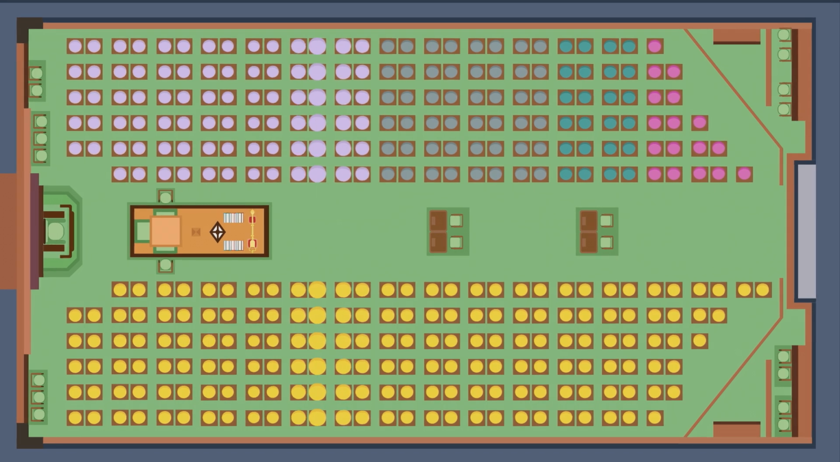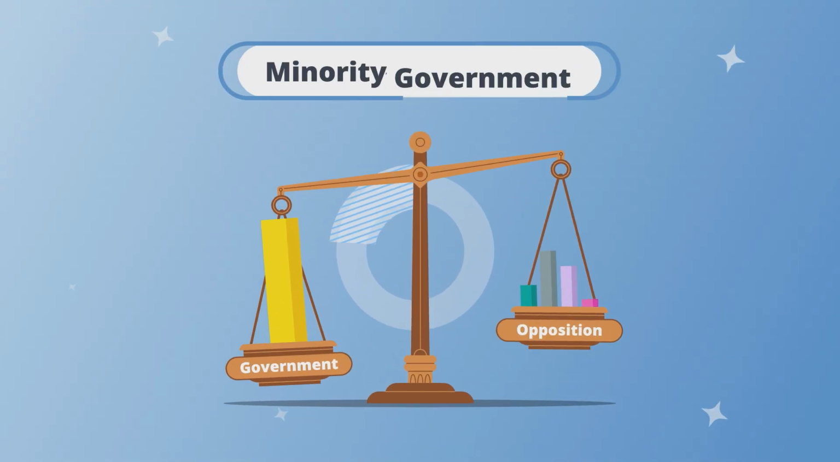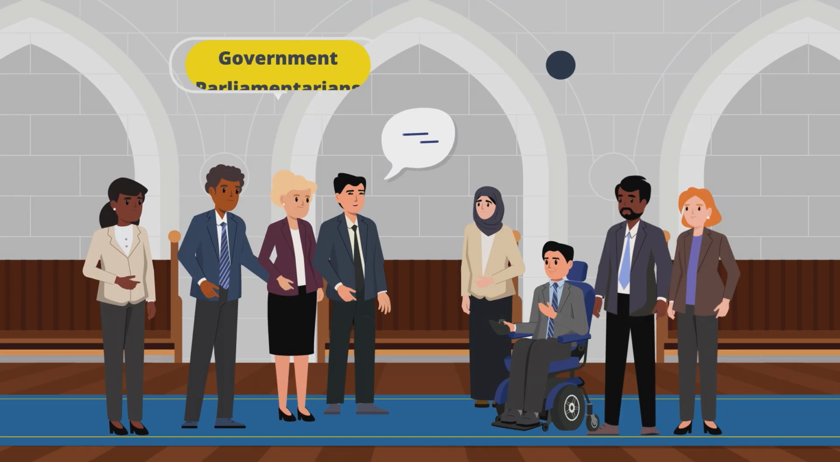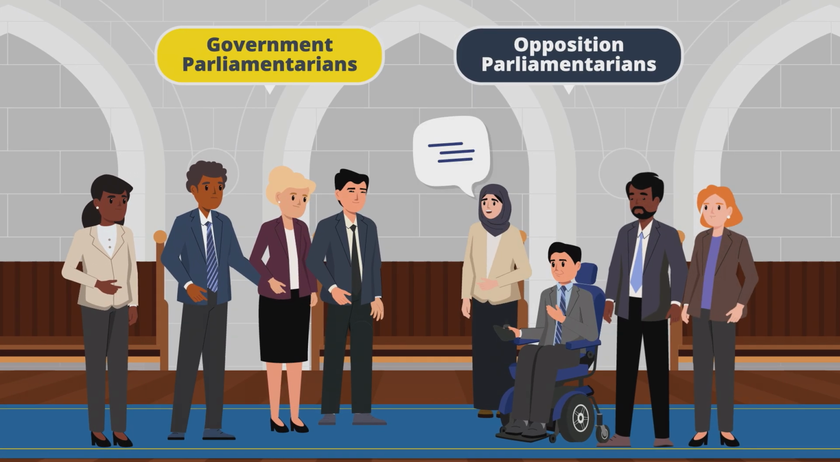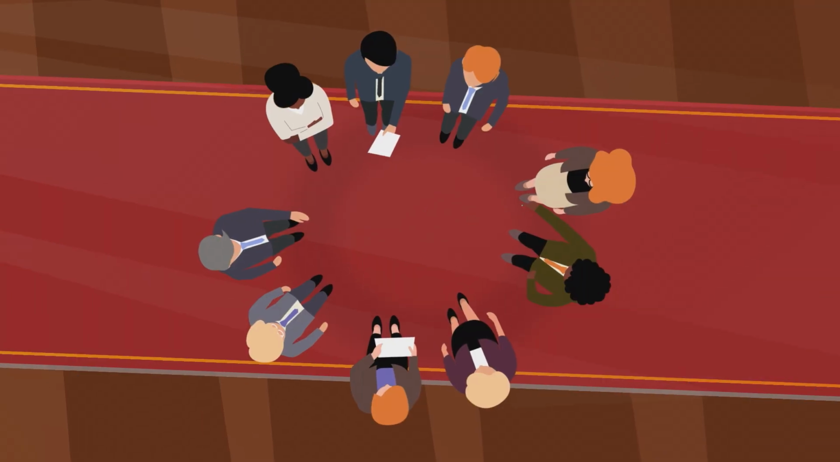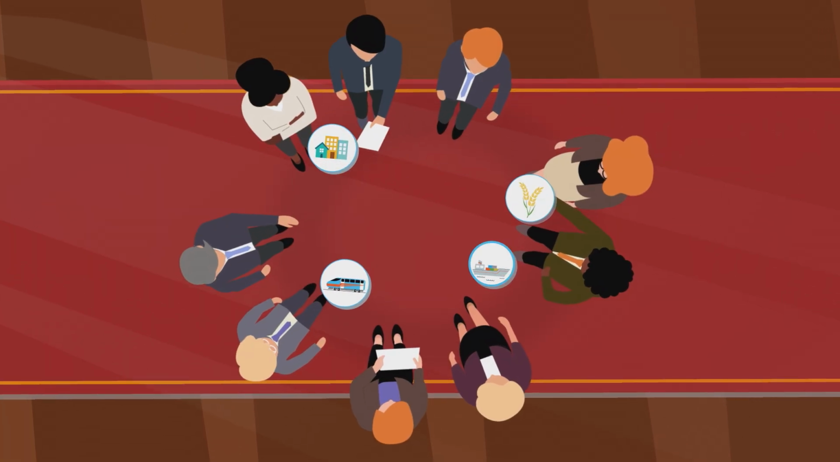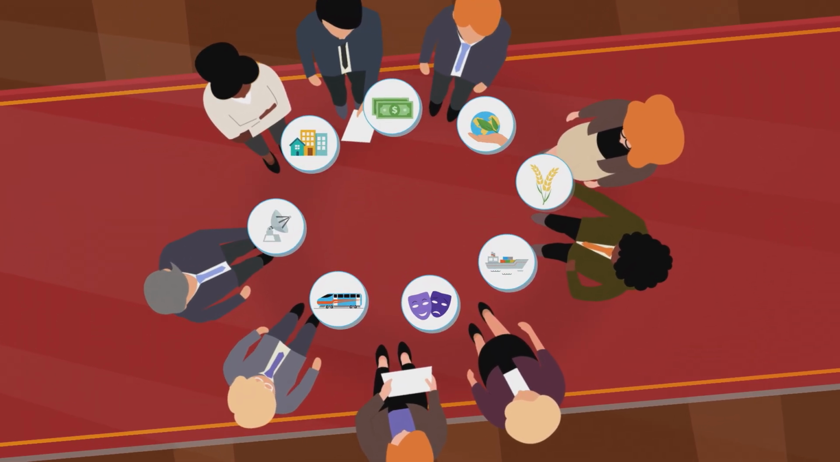But what happens if the government has less than half of the seats in the House of Commons? That's called a minority government. Minority governments need support from other parties to pass bills and stay in power. This can encourage parties to work together. The opposition often plays a bigger role in helping to shape bills and policies, which can add different ideas and perspectives to the work of government.